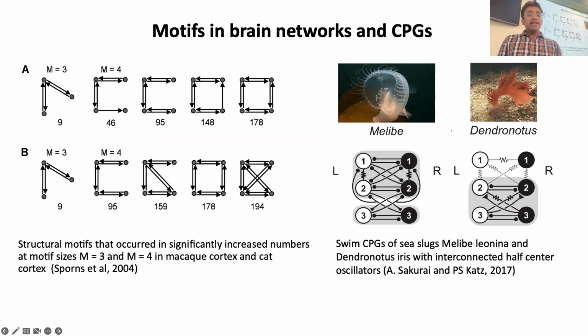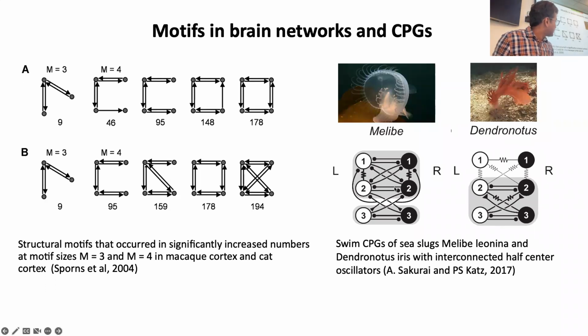Large brain networks and large central pattern generators are composed of smaller structural and functional building blocks called motifs. Now, this is a study looking at monkey cortices, and they found these different smaller sized motifs that are expressed in large numbers. And the networks on the right, these are central pattern generators that control the swimming behavior of two sea slugs that are extensively studied by our collaborators, Akira and Paul Katz. Even these CPGs are composed of smaller building blocks, half-center oscillators, which, if you see two on the left and two on the right, mutually inhibit each other.